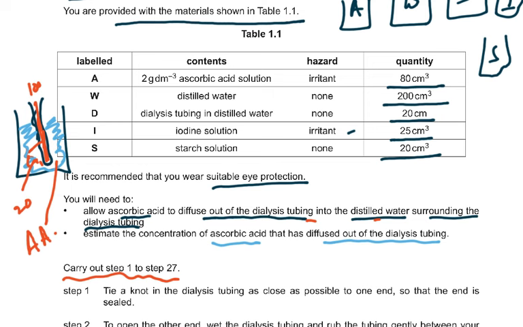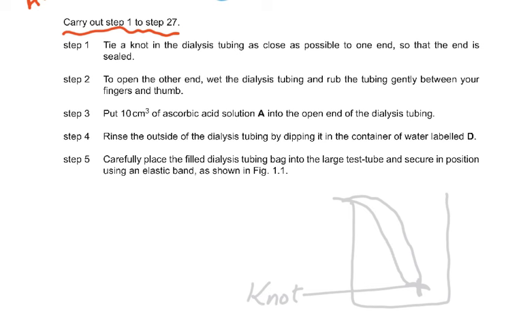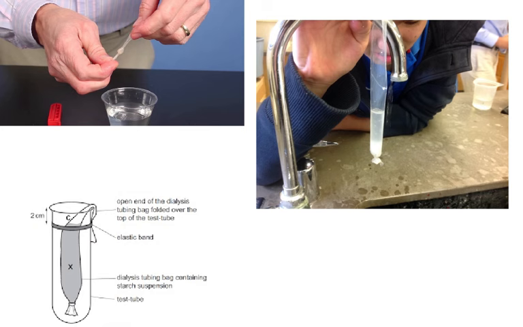Now I'll walk you through these steps and then you can understand them a little better. Let's look at step 1. Tie a knot in the dialysis tubing as close as possible to one end so that the end is sealed. Now how do we do this? You can see it here, I've given you a picture. This is how you do the knot. You tie a knot in the dialysis tubing, and then you can fill it with anything that you want to fill it with. This is the sort of diagram that you're going to look at. So pause the video here and have a look at this. I'm sure you've all done this in school. I make my students do this many times. So everybody has a rough idea how this is going to be done.